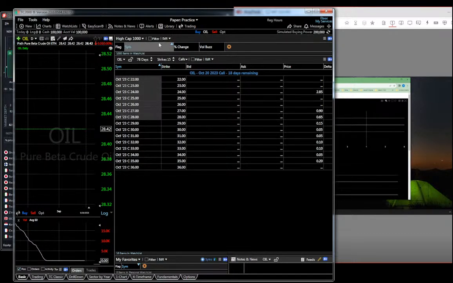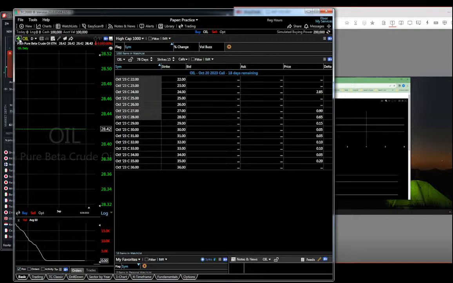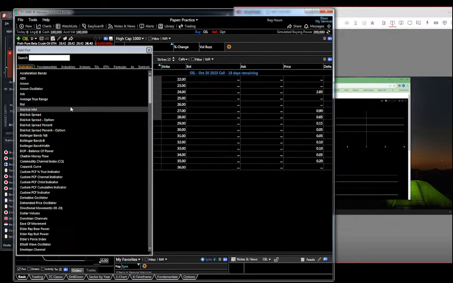Oil, pure crude. How about crude oil? Maybe we can look for the symbol of it. Message, share, watch list, charts. No, there's not a symbol. Library. Maybe library. No thanks. Okay. Let's see. What's that? Chart parameter. That's oil. Okay, here we go. Industries, indexes, ETFs, symbols.